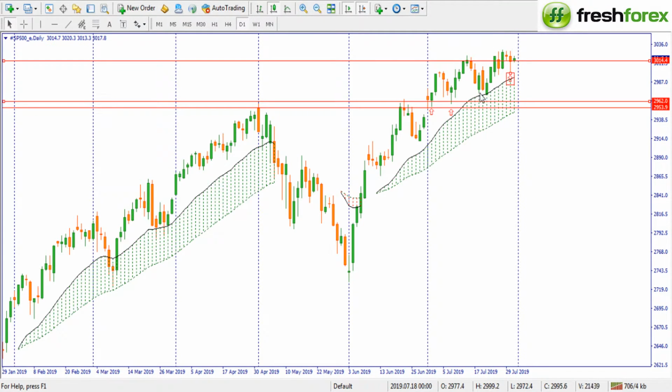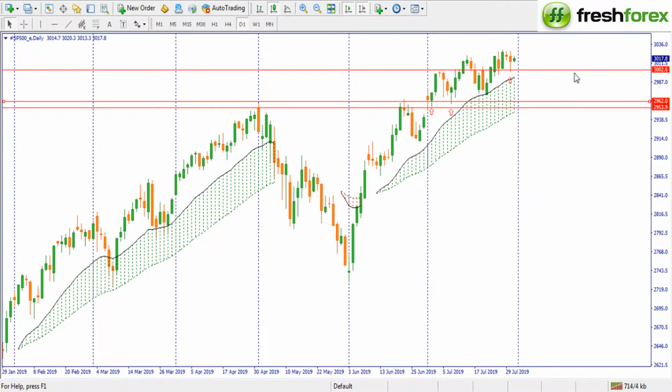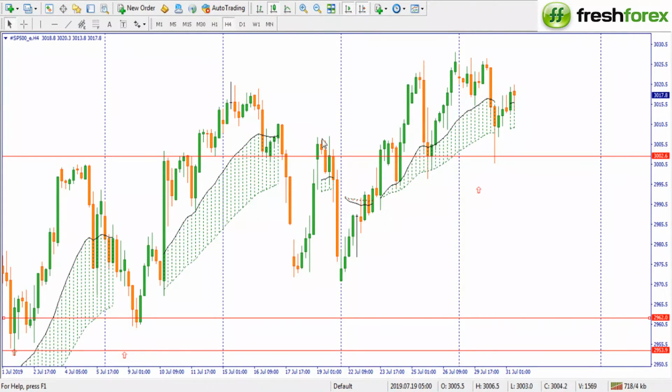So if you are trading SP500, you better be looking for buy positions, but not where I've drawn this line, somewhere around this point. Look for buy positions around 3002.6 hours.